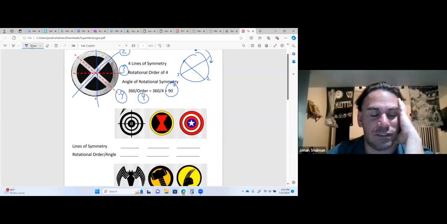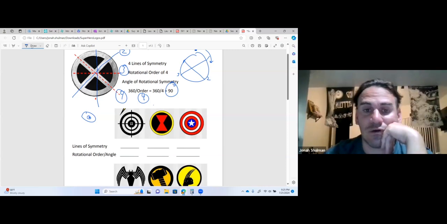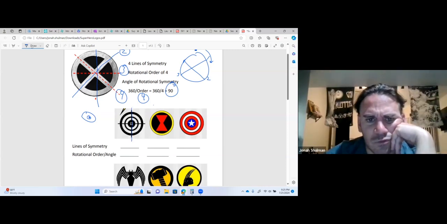This first one is Deadshot. Sorry, Bullseye's logo is just the circle with this in it. I know I'm a comic book nerd. Basically this has 4 lines of symmetry, and it also has rotations of 4. It's going to look the same 4 times, so its order is 4 and its angle is 90 degrees.